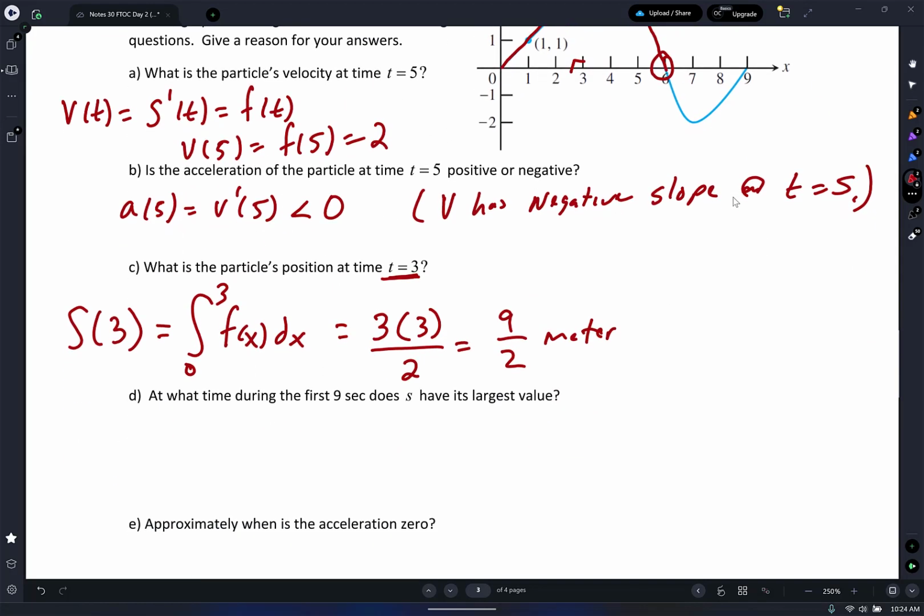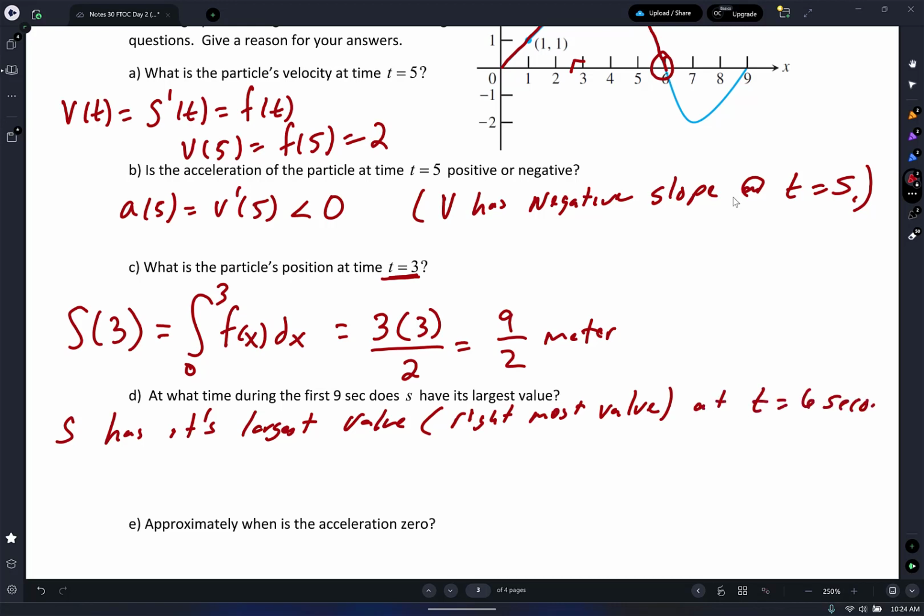Okay, so I'm going to write that down. S has its largest value. That means the same thing as most right, I guess. But I don't think I would use most right or the rightmost value. You don't have to even write this part, this is just for good notes. Rightmost value. S has its largest value at t equals 6 seconds, since this is the only location.